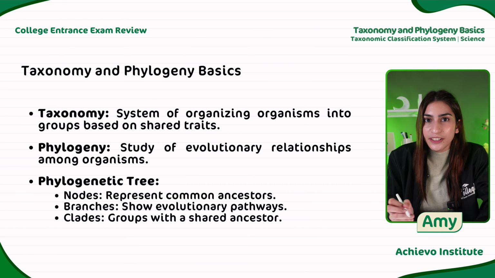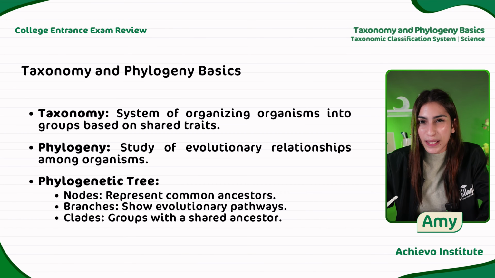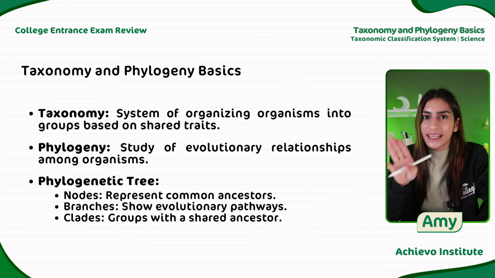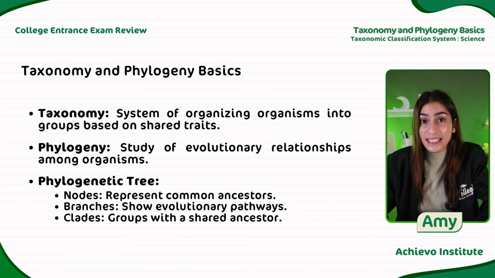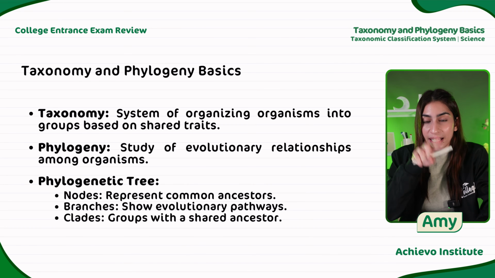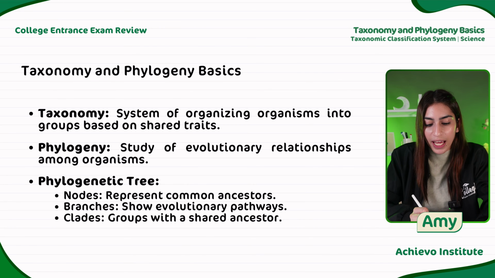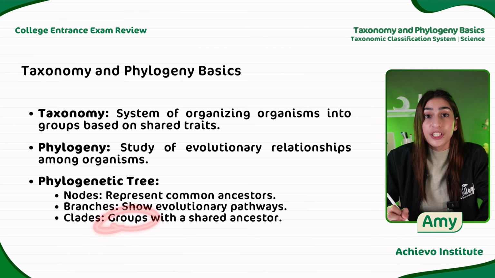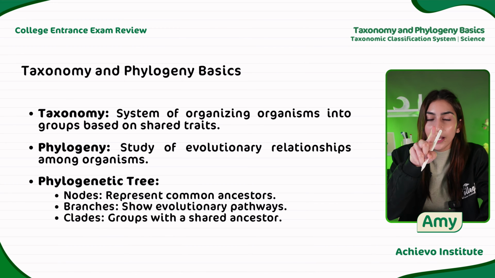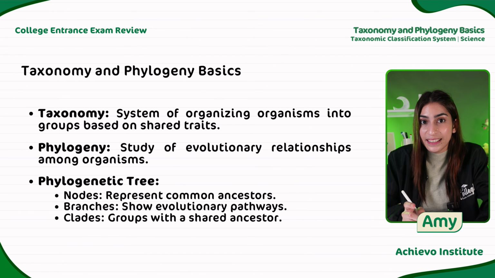So, phylogenetic trees, para lang siyang family trees na ginagawa natin nung elementary. So, my mom, my dad, my children. It's basically how it works as well. So, it has different parts. Nodes is where the branching occurs, the point of branching, and it represents common ancestors. The branches represents the evolutionary pathways, and the clades are basically the groups with shared ancestors. So, the node and all its branches represent a clade.